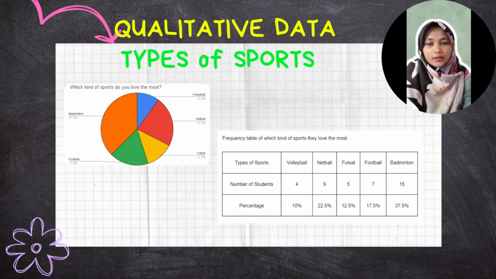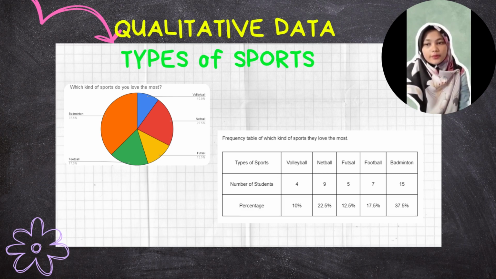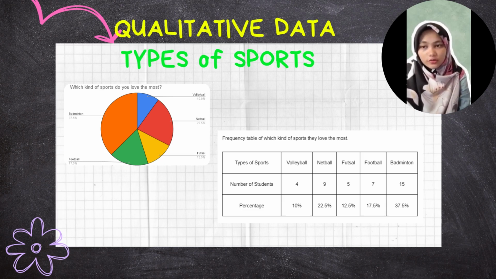For qualitative data on type of sport, we provide a pie chart here. You could see that there are five choices for the kind of sport the students love the most. The area that has the most coverage, which is in orange color, represents the majority choice of the students, that is badminton, and it has the percentage of 37.5%.